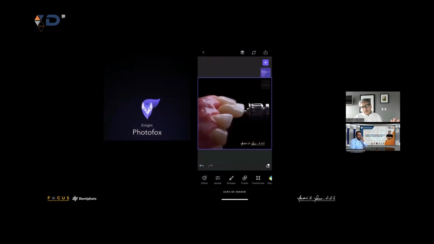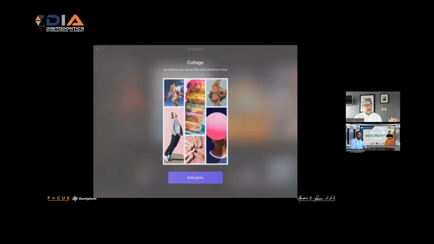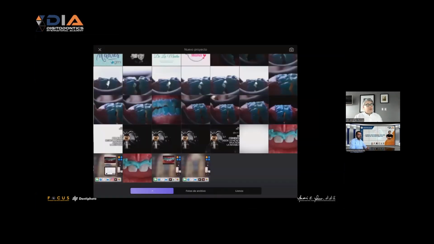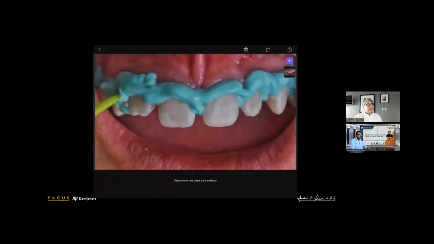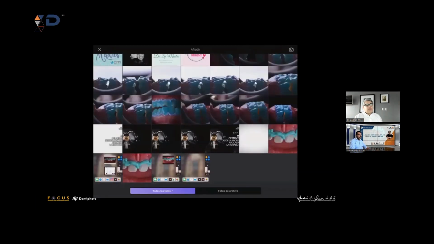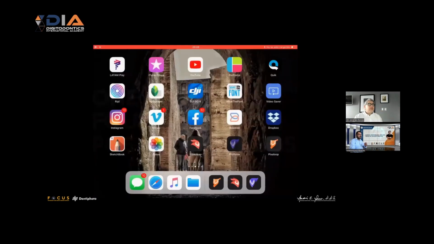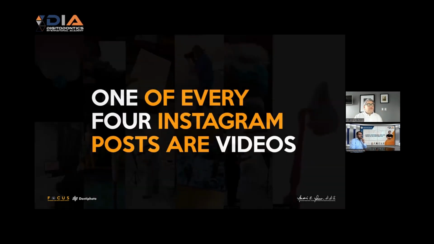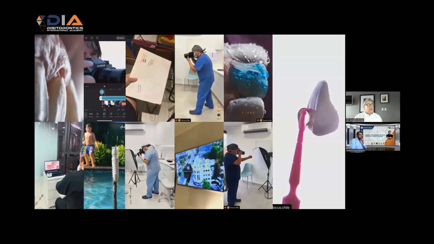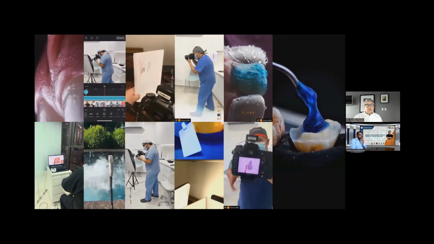Photofox is the same thing, but it works like Photoshop. So you can work on layers, you can create different stuff here, and it's going to be very easy. So you can create a lot of things with this, add logo, text, and everything. Videos, there are a lot of videos available, and we do a lot of this. So you can create videos with your cell phone.